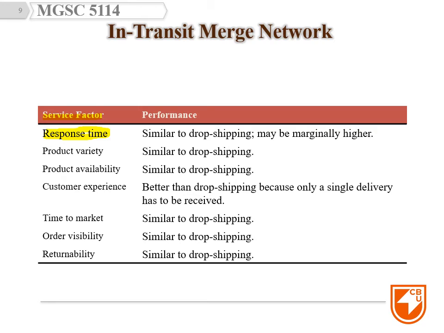And product variety is the same, product availability the same. Customer experience could be better, again, because a single delivery will be sent to customers. And again, time to market, order visibility, and returnability are the same, no huge change. So in summary, the second type of distribution network, the in-transit merge network, has tried to improve the weaknesses of the first one, which is dropshipping, by accumulating the orders and sending one unit parcel or delivery to customers.